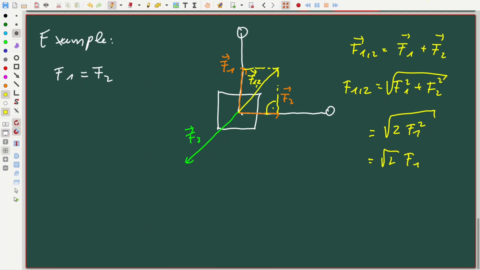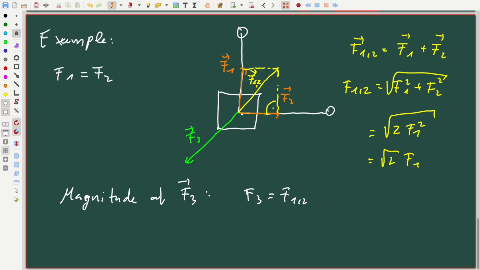Now the question is only, what is the magnitude of F3? And of course, this is very easy. We can write the magnitude of the force F3, and this has to be identical to the magnitude of F12 in order to compensate this. Since we are not interested in the direction, we can ignore any kind of minus sign here.